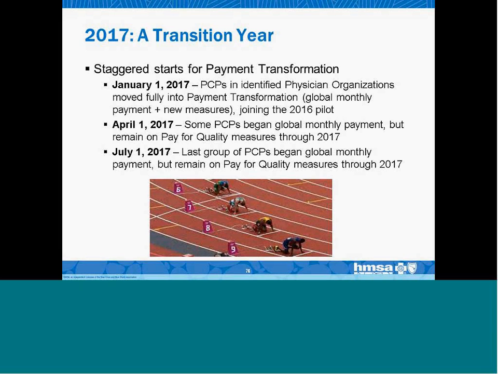So we have some PCPs who began full payment transformation on January 1st, and that was global payment and the new measures. Then in April, we had some PCPs who joined global payment, but they remained on pay for quality measures through the end of this year. Starting in January next year, they'll be moving on to the new measures or performance measures. And on July 1st, our last group of PCPs began global monthly payment. They're also still on pay for quality measures. So some of what you hear today applies to you if you're on payment transformation measures. Some of it still applies to pay for quality.